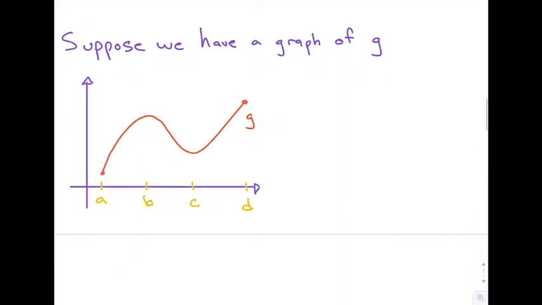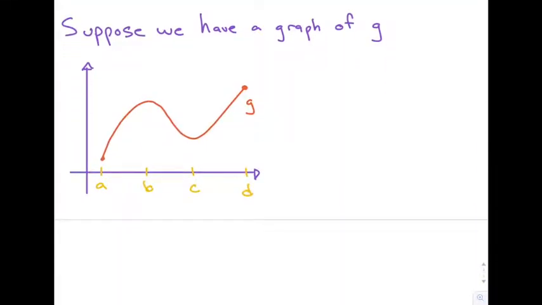Now suppose we have a different graph, a graph of a function g. So this one's a little bit different. It's moving a little bit more than our first graph. And it's often useful for us to be able to identify when a function is increasing and when it is decreasing. So take a look at this graph for just a moment, and let's see if you can identify on what intervals this function g is increasing and what intervals it's decreasing.